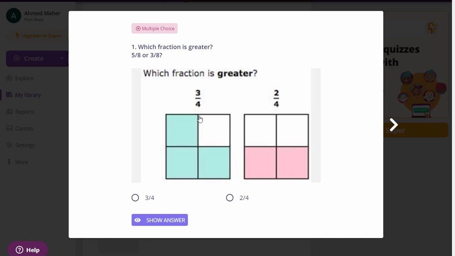Adam? Yes, Mr. Okay, go ahead. Thank you, my hero. Great work. As you can see, my heroes, here we are using area model, not fraction strips. But also, we can see using area models that 3/4 is greater than 2/4. Thank you, my hero. Great work. Okay, let's move to the next one.